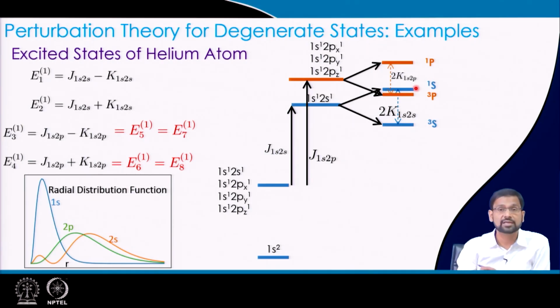Now the relative spacing of this triplet P and singlet S is slightly tricky. The first order energy perturbation correction actually gives this kind of arrangement, but when you incorporate higher order corrections, you would see that the triplet P will have slightly higher energy than the singlet S. But this is a matter of minor details. We would not worry about them, because once you incorporate the higher order energy corrections, the accuracy of the calculations would become better.